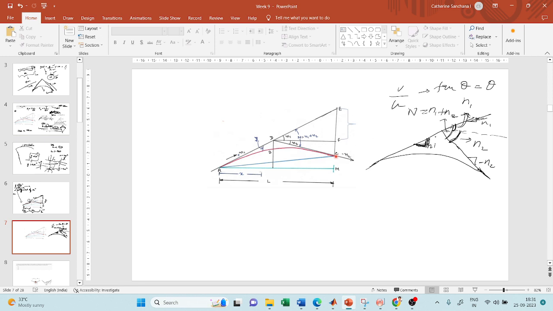Now this is my n1 and this is my n2. Now this forms a triangle DEF, and this forms another triangle DFC. So there are two triangles. Based on these two triangles, using Pythagoras theorem, you can find out the length. Let us call this L1 and let us call this L2. So how will you find out L1?